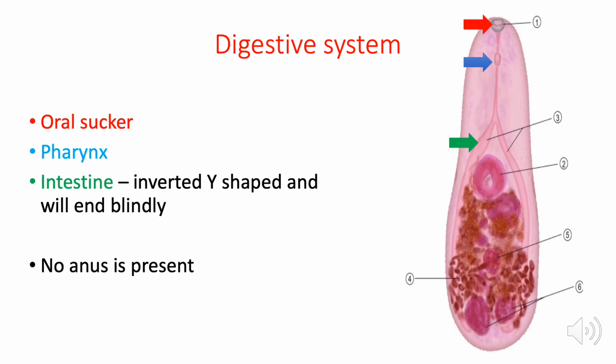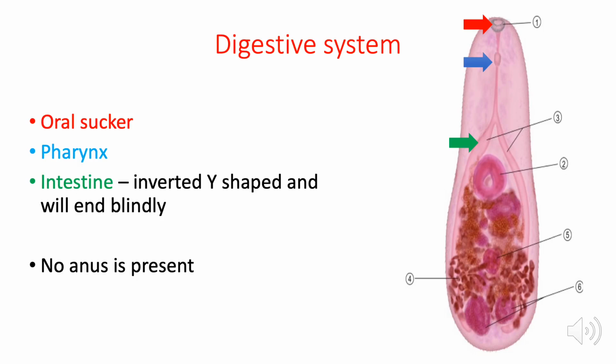We have already discussed the structures that function for attachment. It's now time to discuss the structures that belong to their digestive system. The red arrow is pointing to the oral sucker, and it is used by the worm to acquire food from the external environment. Then the food will be swallowed and will lodge in the structure pointed by the blue arrow, and that is the pharynx.